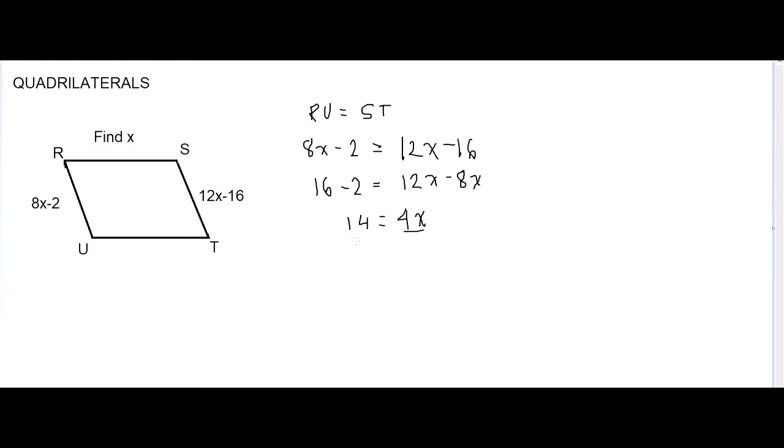Dividing both sides by 4. Cancel. x now is equal to, if you cannot simplify for your answer, you can just write your answer in fraction form. Answer is 14 over 4. Yan. Next.